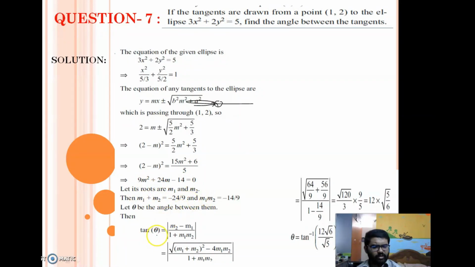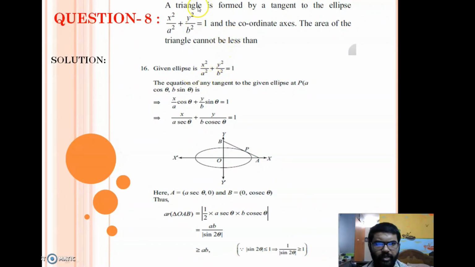Now we know the tan theta formula: tan θ = modulus of (m1 − m2) by (1 + m1 m2). M1 − m2 can be written as the square root of (m1 + m2)² − 4 m1 m2. There we need to substitute it. If we substitute here, then we get theta equal to tan inverse of 12√6 by √5. That is the angle between the tangents.